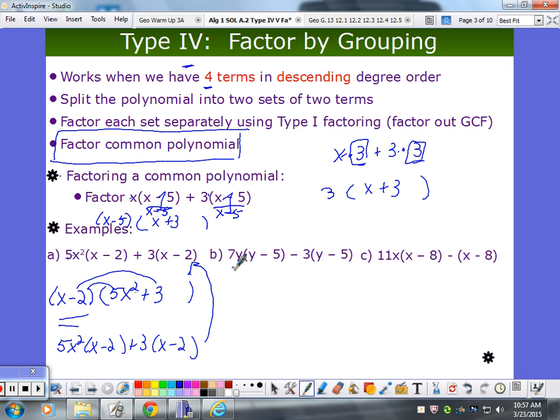Let's try this one. 7y times this expression minus 3 times the same expression. What gets factored out here? Y minus 5. Now, after I factor these out, what's left for my distribution? The people that know the answer shout it out. I'm worried more about people who are sitting here going, what? So if you have a question, I can absolutely slow this down. And I really want you to see this.